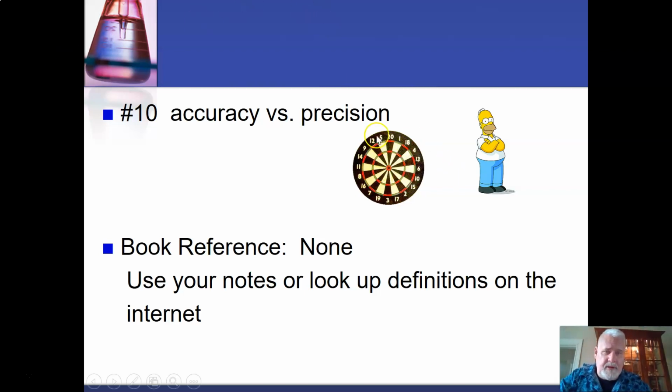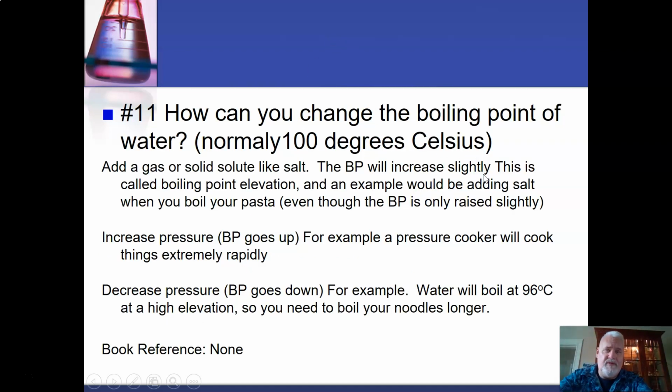You may remember a pre-lab where we talked about that in our hydrate lab, where we talked about throwing darts and accuracy versus precision. So you can find those in your notes. If not, look up the definition. And again, a little more homework for you to do. It's not going to do you any good to have, hey, this question's about accuracy and precision if you don't know what the difference is. Okay, the dartboard and Homer are a little reminder for you of where to find this.